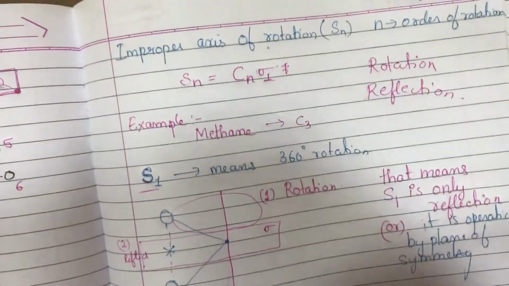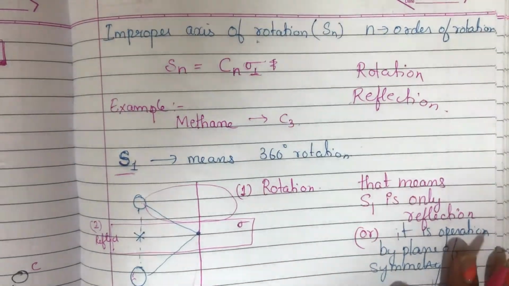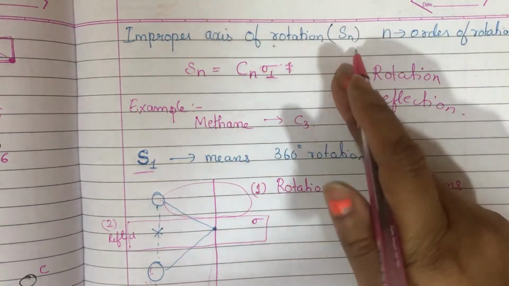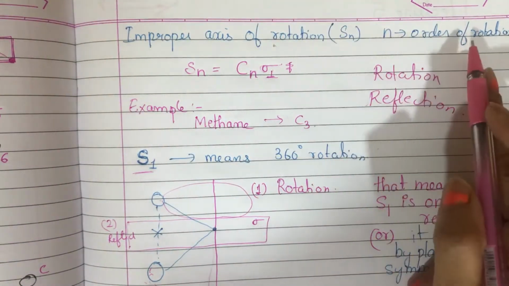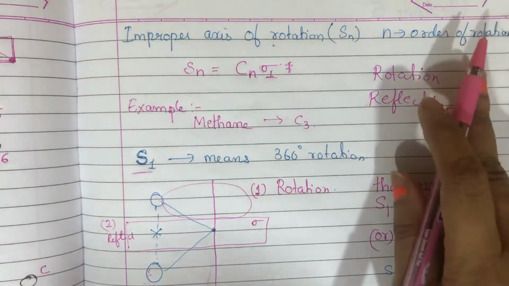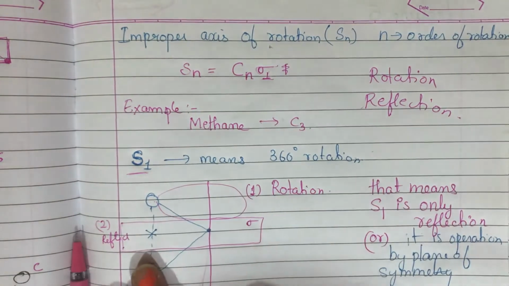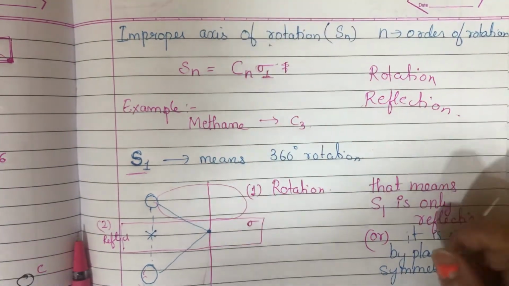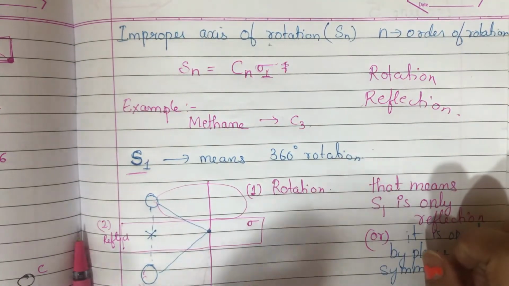Now let us move on to the improper axis of symmetry. Okay, now the improper axis of rotation is denoted by Sn, where n is the order of rotation. Now if you remember, we started with the proper axis of rotation, and I have told you what proper axis of rotation means.